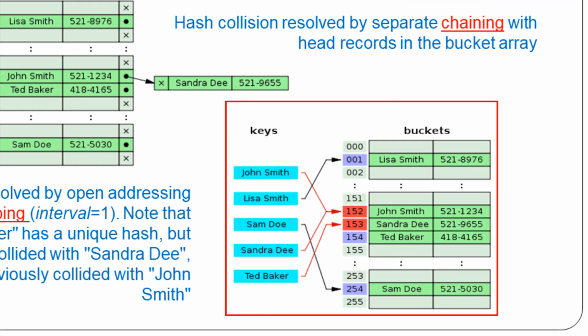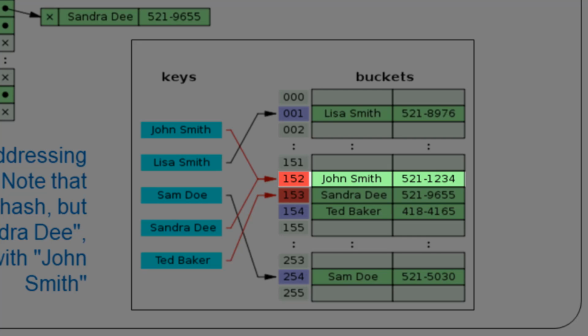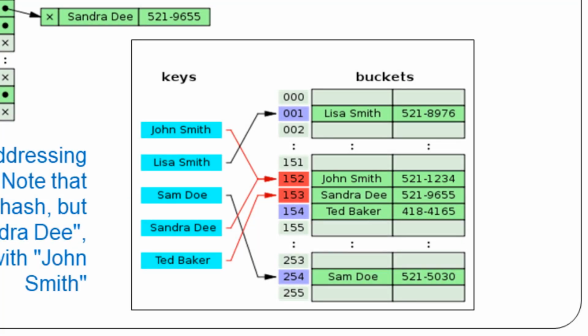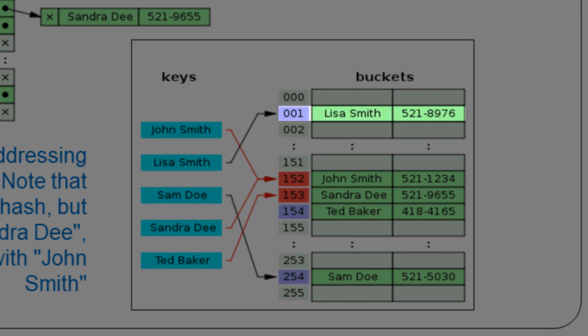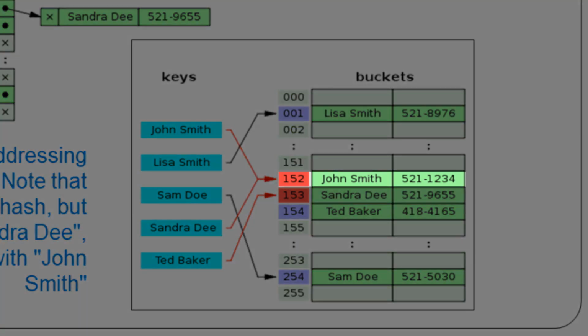The keys John Smith, Lisa Smith, and so on are going to be hashed into a table. Let's assume John Smith hashes to 152, so we can place John Smith in this position. Lisa Smith, let's assume 001, and we can place Lisa Smith in that empty position. Sam Doe, similar story, let's assume 254. Then comes along Sandra D. It so happens that she also maps to 152, and we have John Smith sitting in this location.